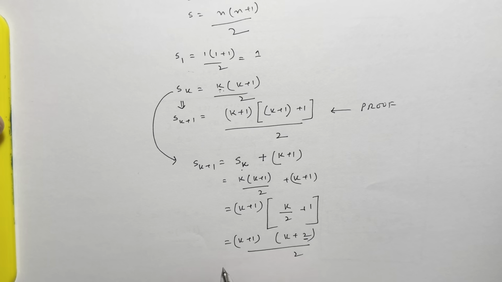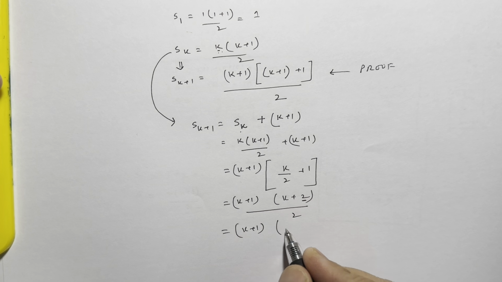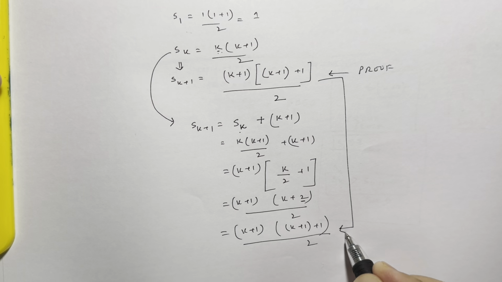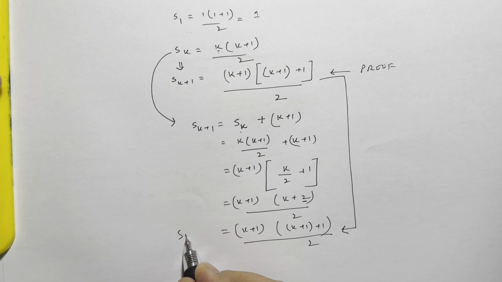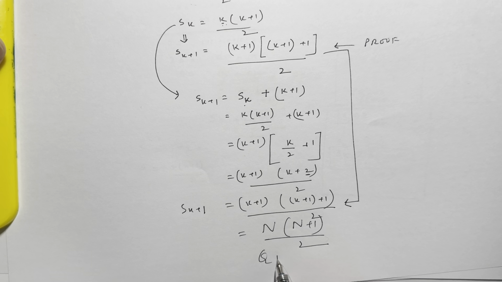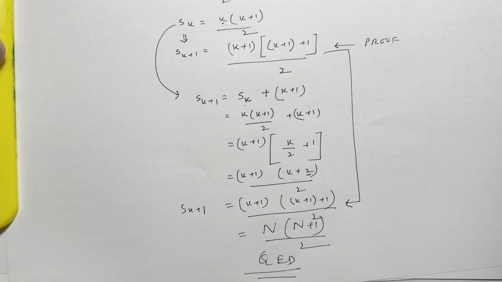This 2, let's just break it up. So we have (k+1)(k+1+1)/2. And this is exactly the same. So Sk+1 is proved to be of the form n(n+1)/2. Hence proved. This is a fairly simple method of proving. We can look at other questions.